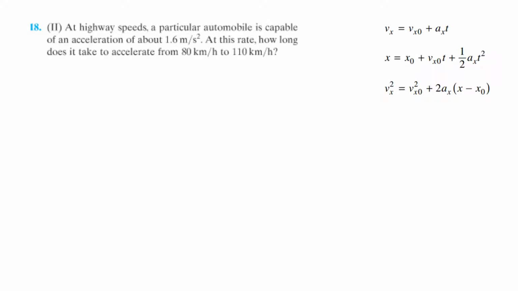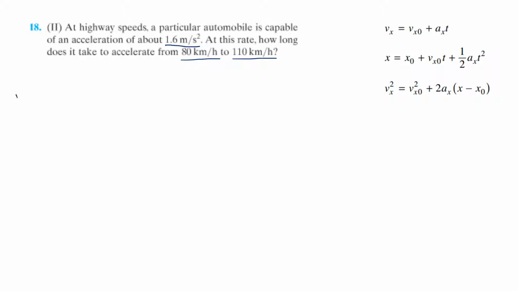So here, at highway speeds, a particular automobile is capable of an acceleration of around 1.6 meters per second squared. At this rate, how long does it take to accelerate from 80 kilometers an hour to 110 kilometers an hour?